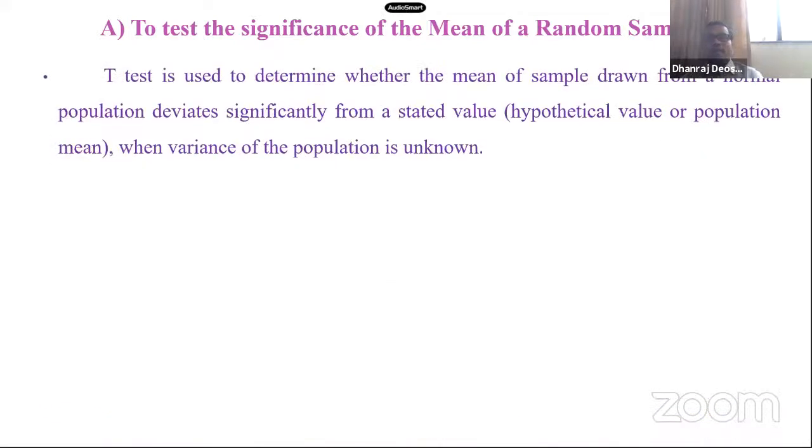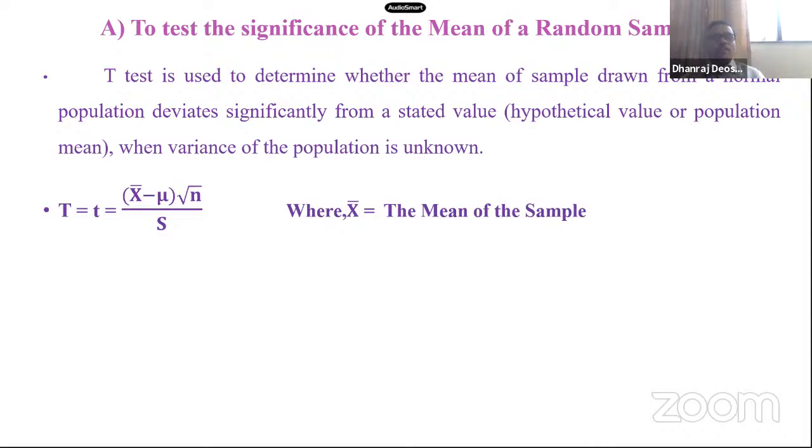T-test is used to determine whether the mean of a sample drawn from a normal population deviates significantly from a stated value or standard value or hypothetical value or population mean when the variance of the population is unknown. In case the variance of the population is unknown, whatever standard value, hypothetical value, or population mean is there, that is compared with the sample mean. That is a one sample test and nothing else. Here, the mean of one sample will be compared with the mean of the population or hypothetical mean or value.